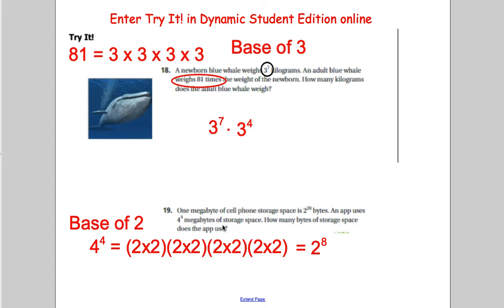Now I have my equation. I'm ready to go. 2 to the 20th and 2 to the 8th. And then I can simply just solve it. Did I write it? I don't know if I did. Yep, there it is. And then you can go ahead and solve that. So pause the video, write these things down, and then go on the Dynamic Student Edition and see if your answers are correct.